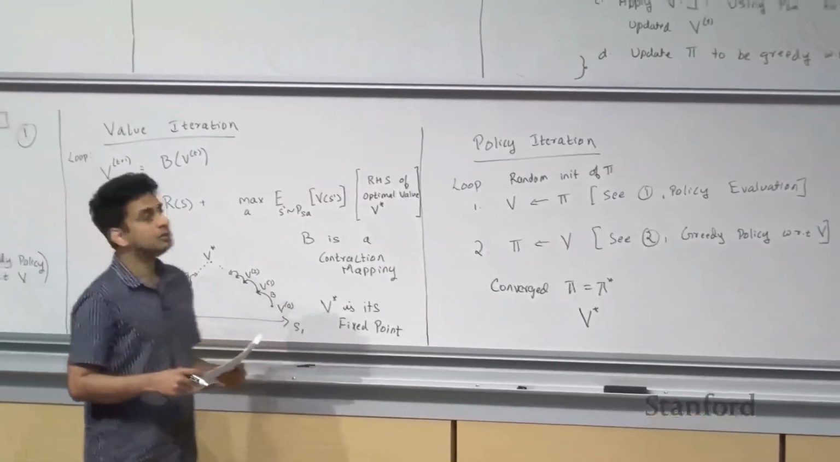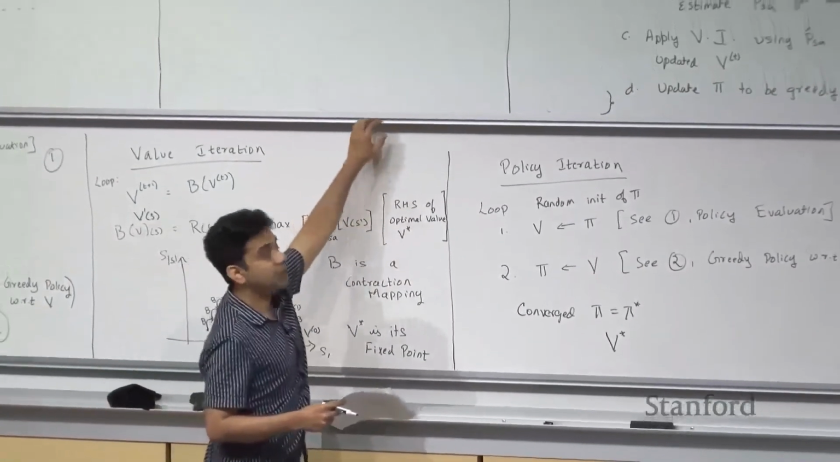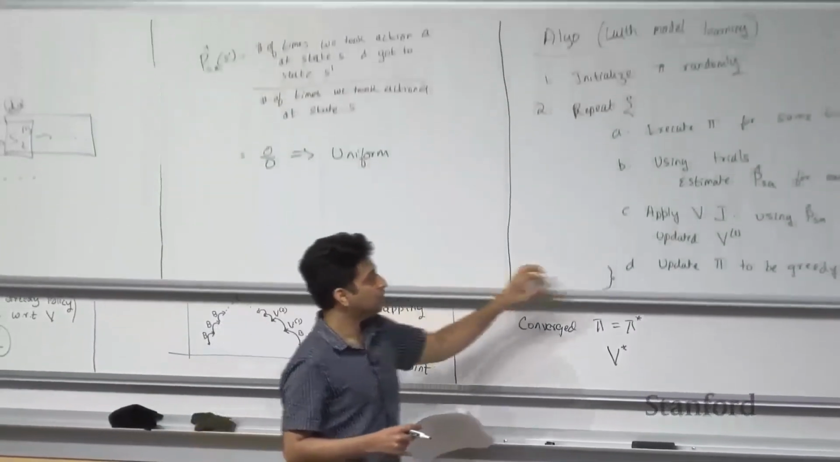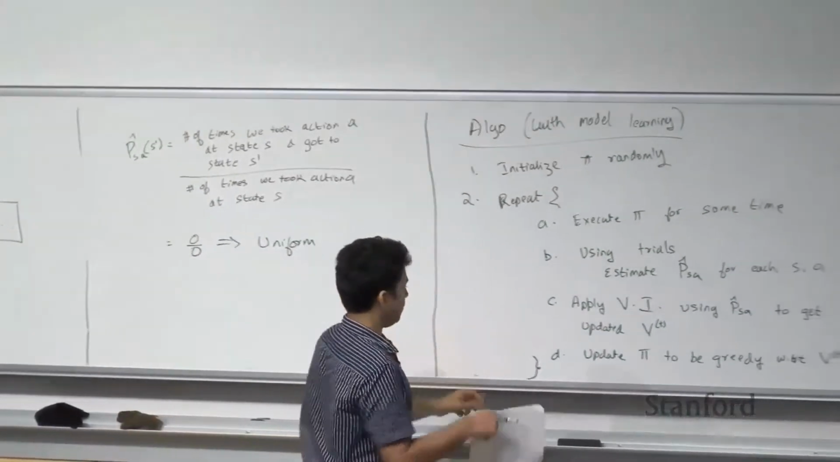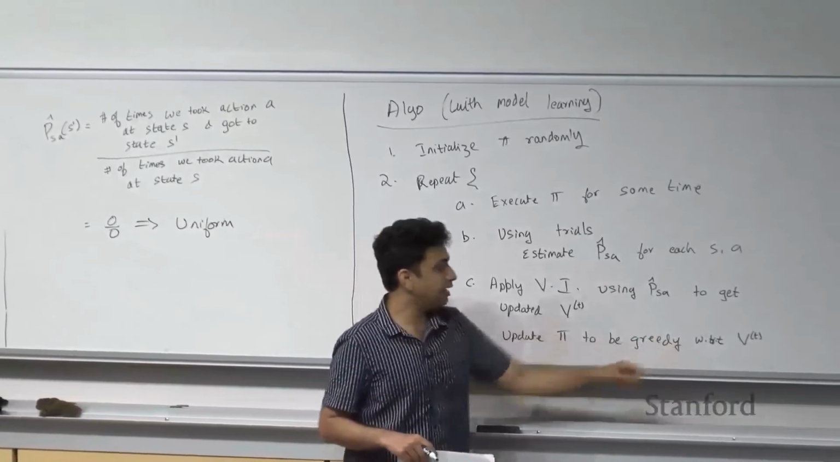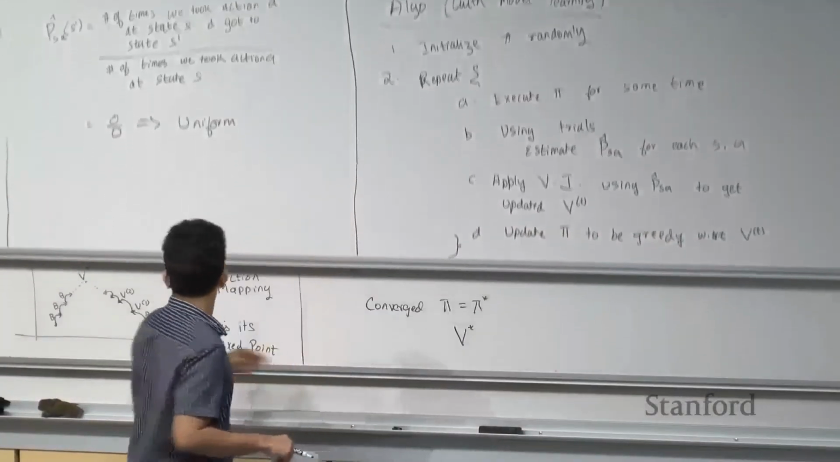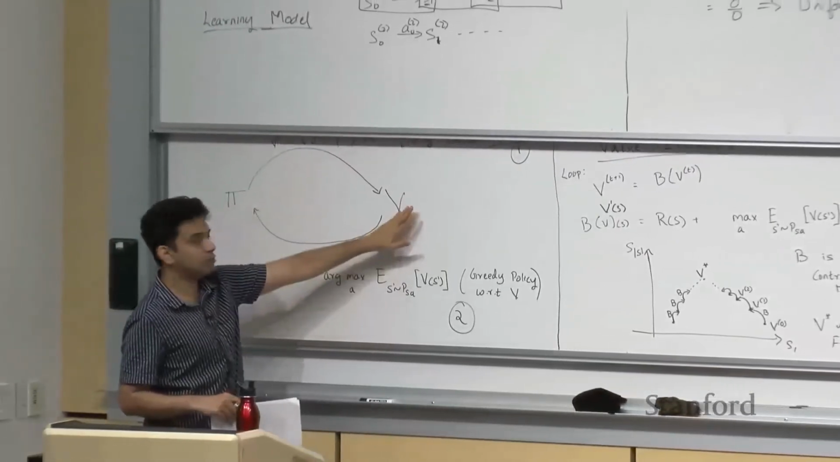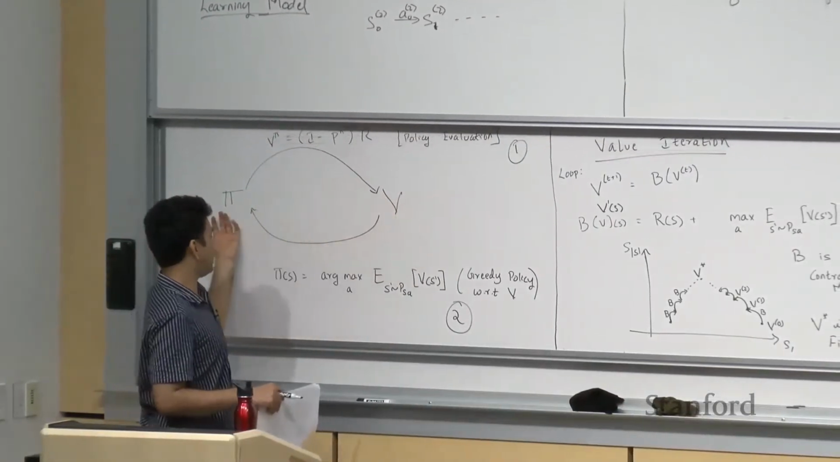Yes, question? Step D. So step D, you're saying update pi to be greedy with respect to VT, and that is this step 2. You get some V and you get the pi corresponding to that V.